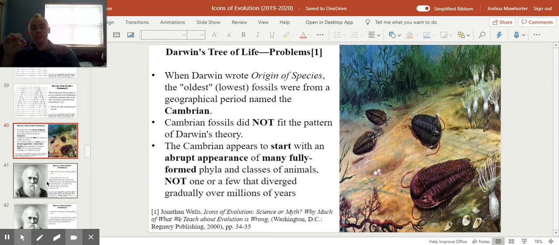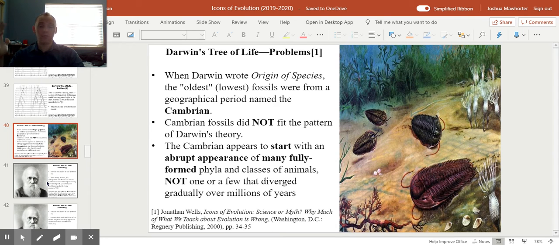But when Darwin wrote Origin of Species, the oldest or the lowest fossils were from a geological period called the Cambrian period, which is meant to be the bottom, the lowest possible. Now, Cambrian fossils did not fit the pattern of Darwin's theory. The Cambrian appears to start with an abrupt appearance of many fully formed phyla of animals and classes of animals.